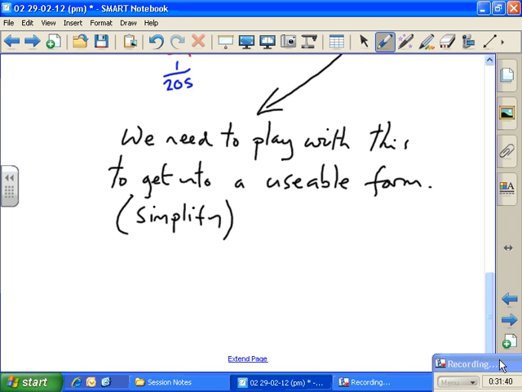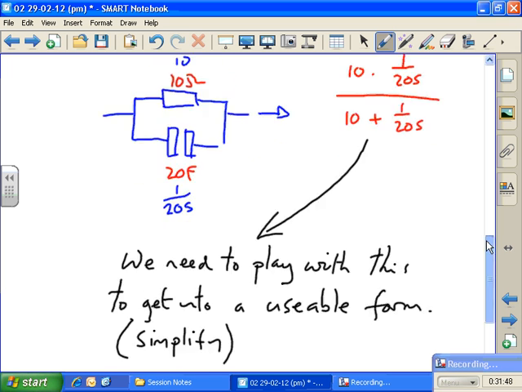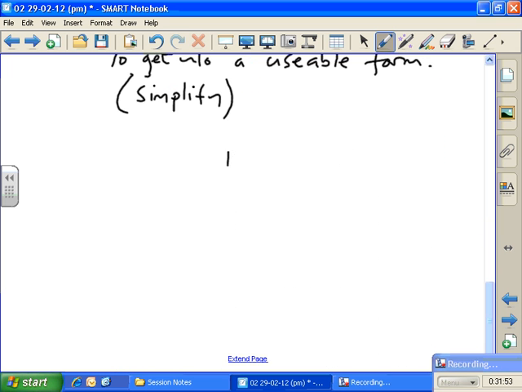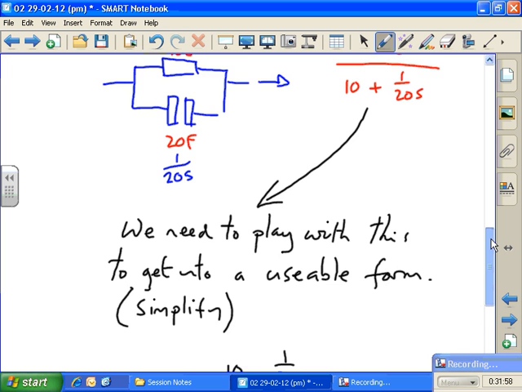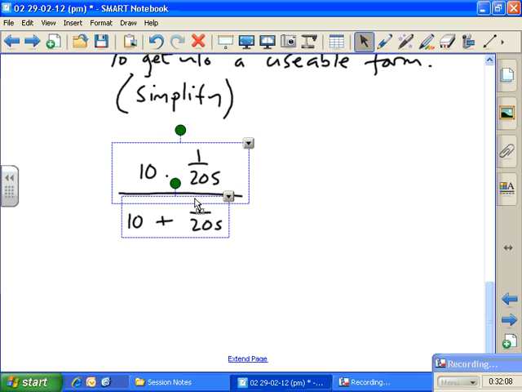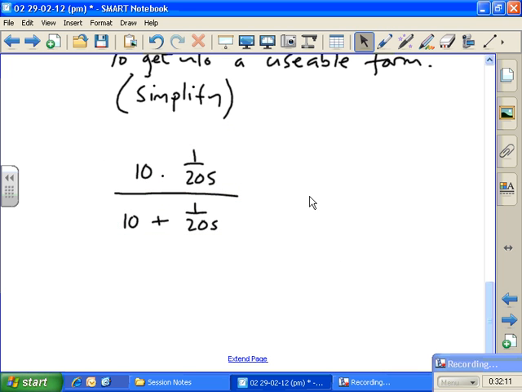So, remember me saying at the start of last week and today, we swapped integration for algebra. So we're going to need to do some algebra now. So let's have a look at this. 10 times 1 over 20s over 10 plus 1 over 20s. In fact, if I shift this to the side, I might be able to make some little explanatory notes as we go along, because it's the same sort of steps that we use every time.